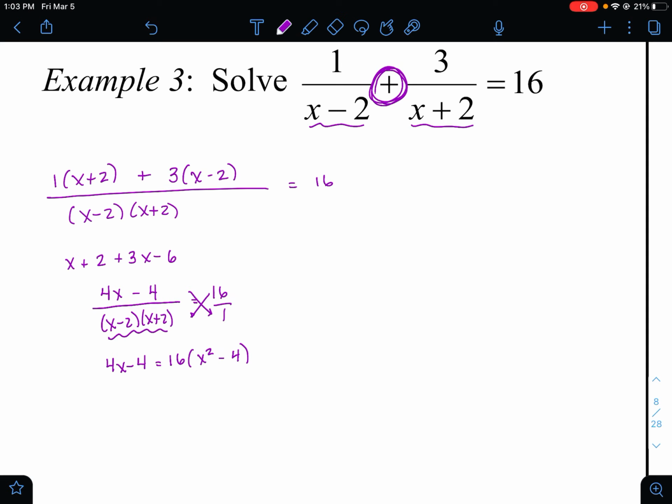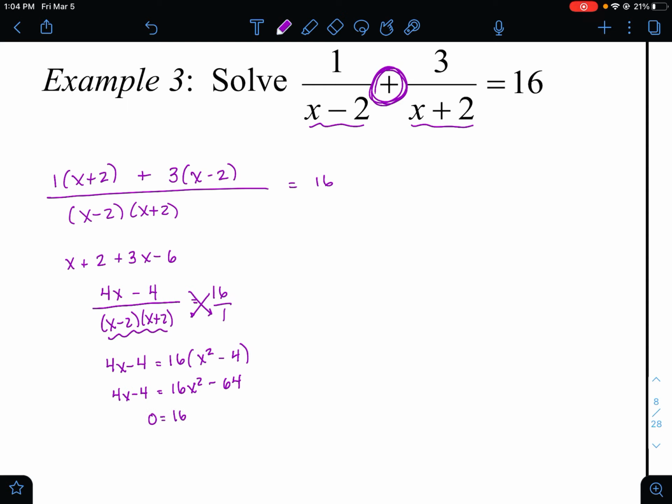So I did two things there. I cross multiplied, but I also simplified x minus 2 times x plus 2 into x squared minus 4. Right, so now I have to distribute my 16. Notice my fraction went away since we cross multiplied. Okay, now I have an x squared term and an x term, which means it's quadratic, so we need to get everything to one side and set it equal to 0.